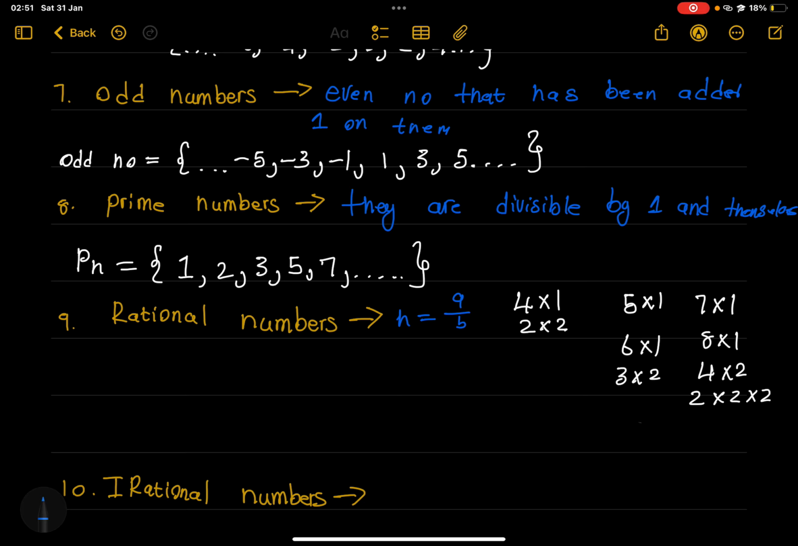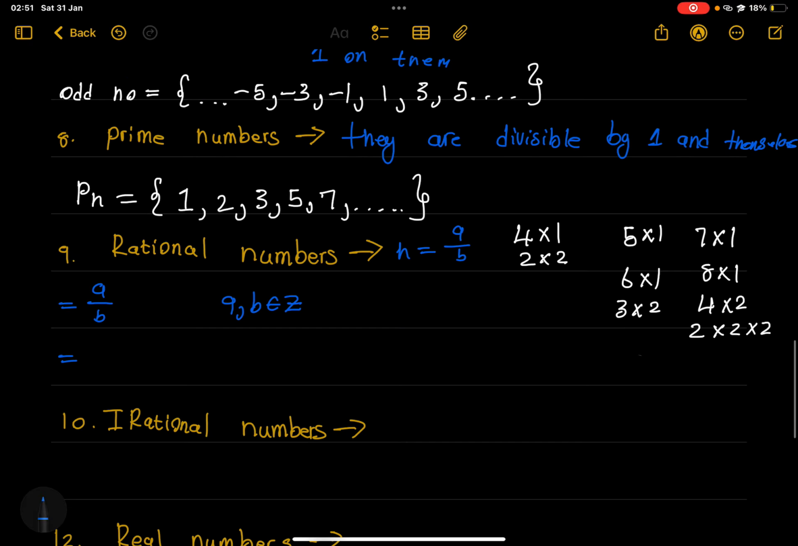Can be written as A over B. And if you check, A must be any integer and B must be any integer, which means A and B must be elements of the integers. Understand? Which means A can be -1, which is an integer. We can also have 4. 4 is also an integer. Understand? So any number that can be written as a fraction is a rational number. Also 4 over 1 is a rational number.